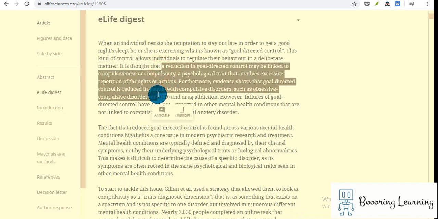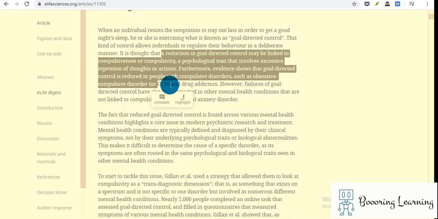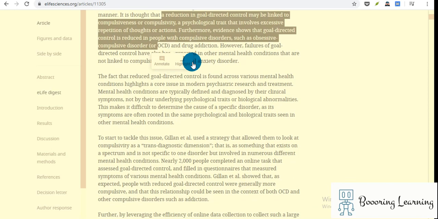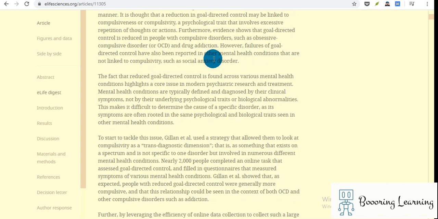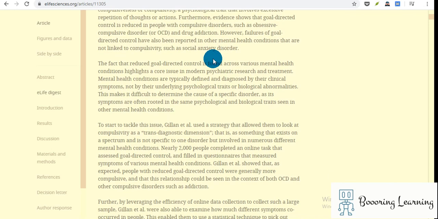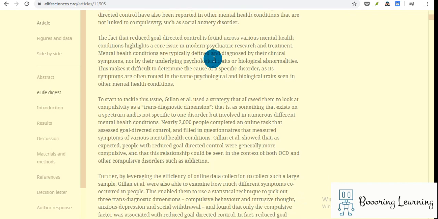It's thought that a reduction in goal-directed control may be linked to compulsiveness or compulsivity, a psychological trait that involves excessive repetition of thoughts or actions. Furthermore, evidence shows that goal-directed control is reduced in people with compulsive disorders. I thought they're good at doing things because of, but I don't know, such as obsessive compulsive disorder and drug addiction. However, failures of goal-directed control have also been reported in other mental conditions that are not linked to compulsivity, such as anxiety disorders. So social anxiety disorder. So they want to talk to people, but they cannot talk, I guess. So that in the context of social goals.